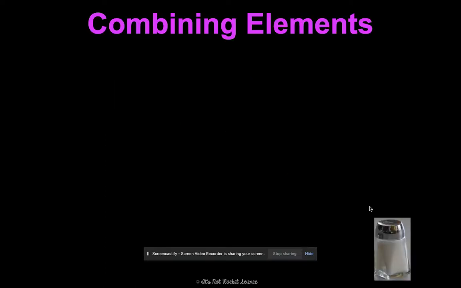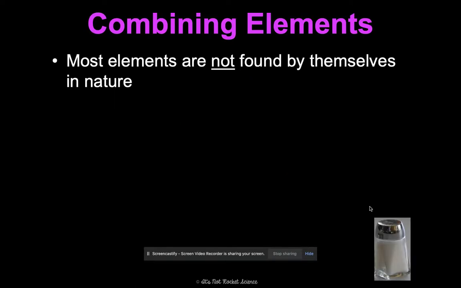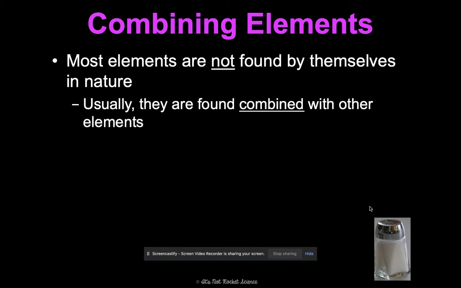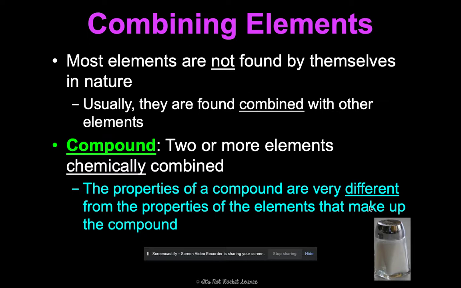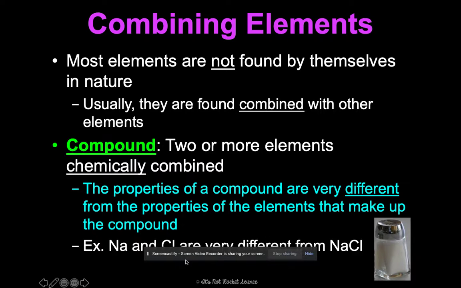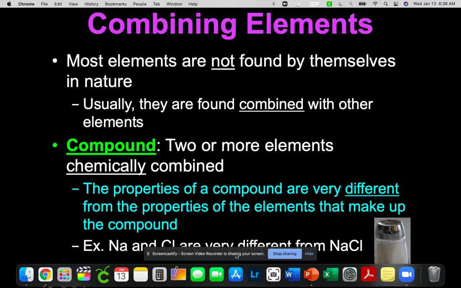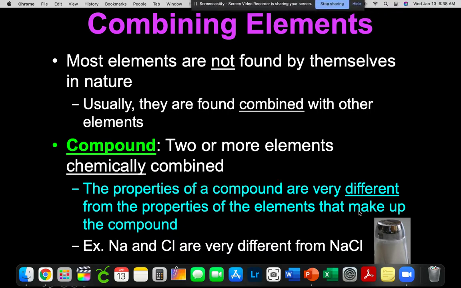So let's talk about combining elements at first. Most elements are not found by themselves in nature. They are usually found combined with other elements. So a compound, which we've already talked about when we talked about matter, is two or more elements chemically combined. That is very important to remember. The properties of a compound are very different from the properties of the elements that make up the compound. For example, sodium and chlorine are very different from sodium chloride, which is what table salt is.